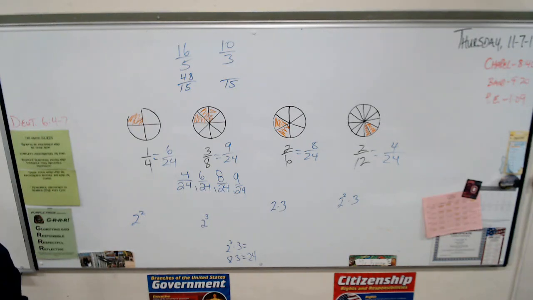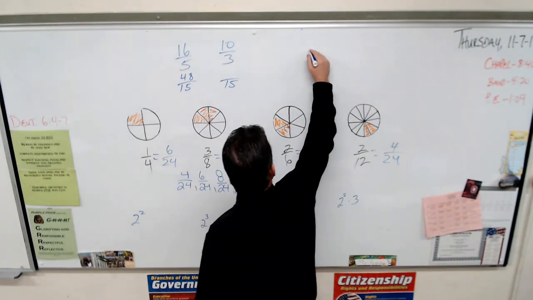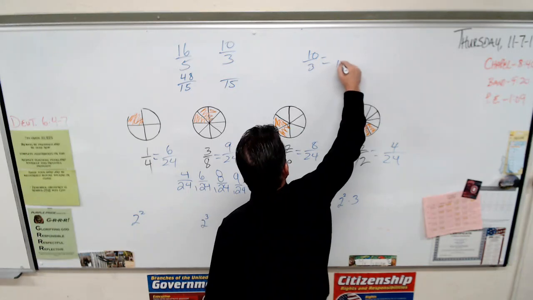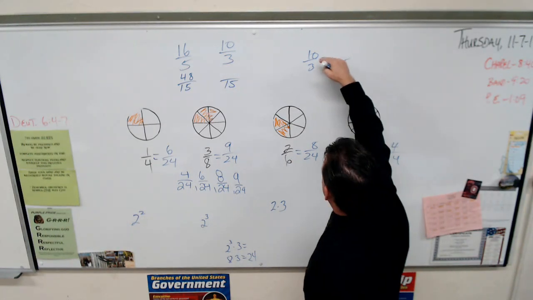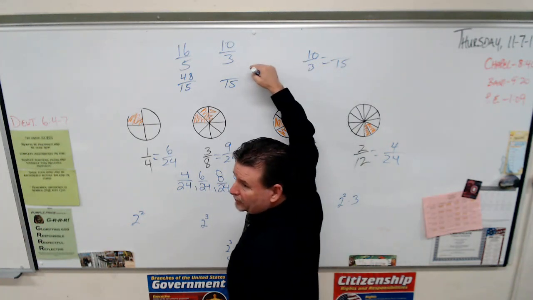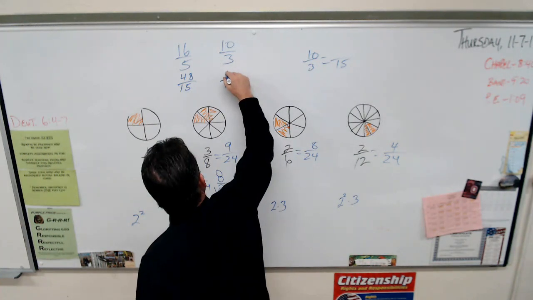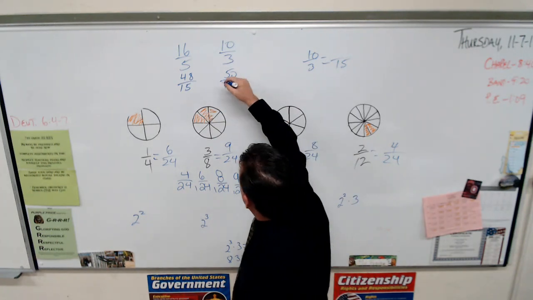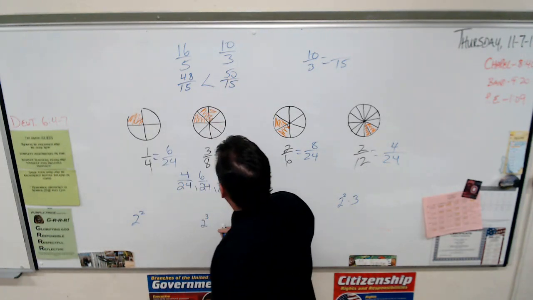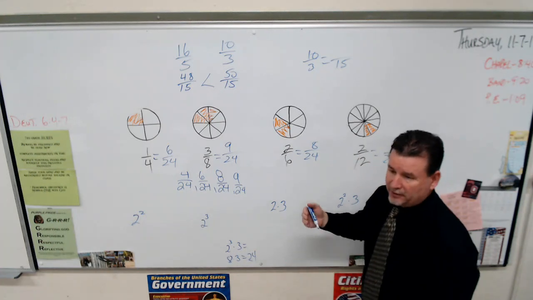Let me write it next to each other. What do you multiply 3 by to get to 15? 5. So what's 10 times 5? Okay, so now we're comparing 48/15 to 50/15. So 16 over 5 is less than 3 1/3.